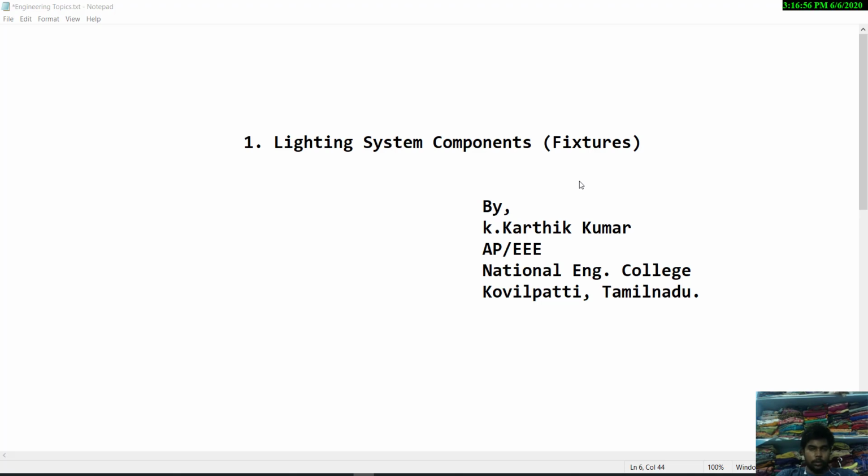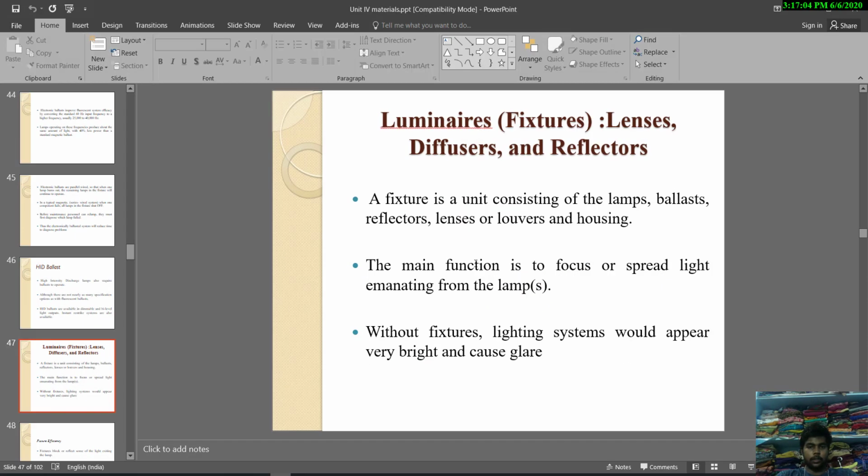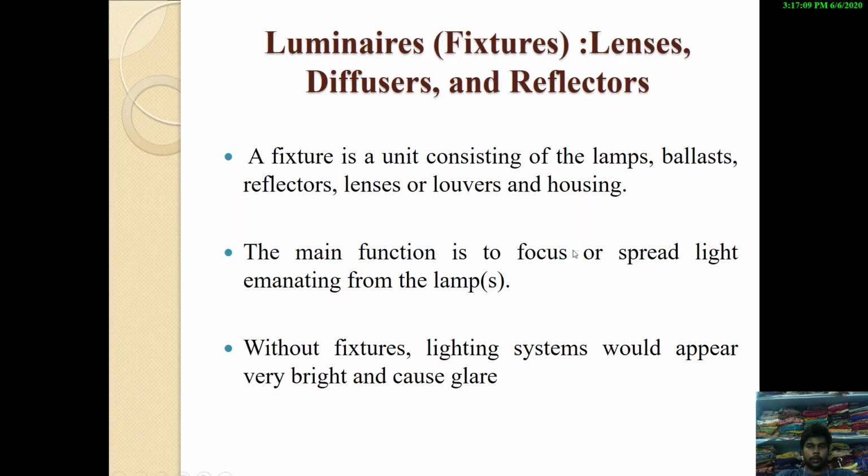Hi all. In this video, we are going to see about lighting system components. That is one of the major components: fixture. Fixtures are luminaires, that is lenses, diffusers, and reflectors.